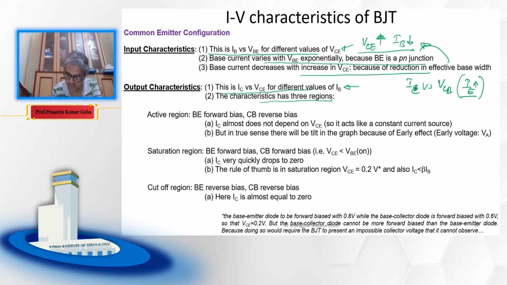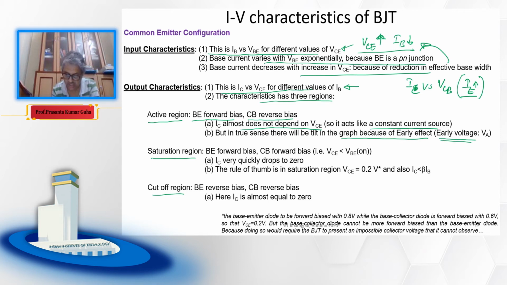The characteristic has three regions, as I said already: active region, saturation region, and cutoff region. In the active region, BE should be forward bias and CB reverse bias, and IC is almost independent of VCE. Okay, and so it is like a constant current source. But in true sense, there will be a tilt in the graph, and this is known as early effect. We will discuss the early effect in the next slide probably. So there will be an early voltage. That thing we will discuss in more detail.